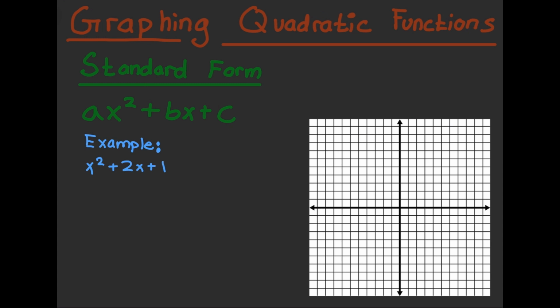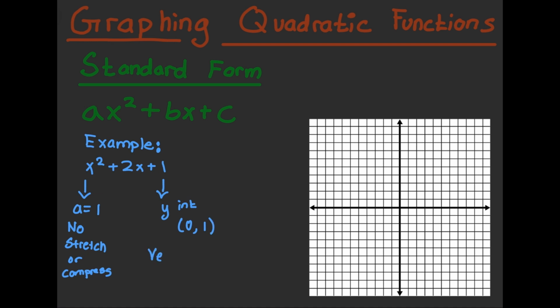Let's do an example. The equation is x squared plus 2x plus 1. The a value for this equation is 1, so there are no transformations. The c value for this equation is 1, so your y-intercept will be 0, 1.